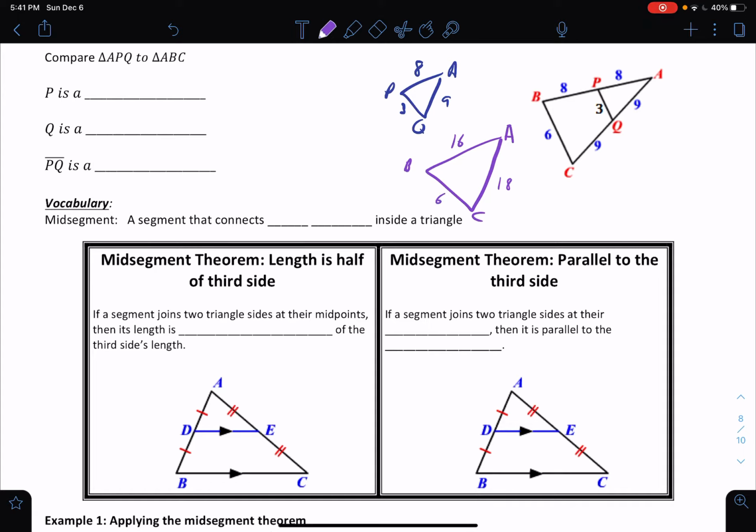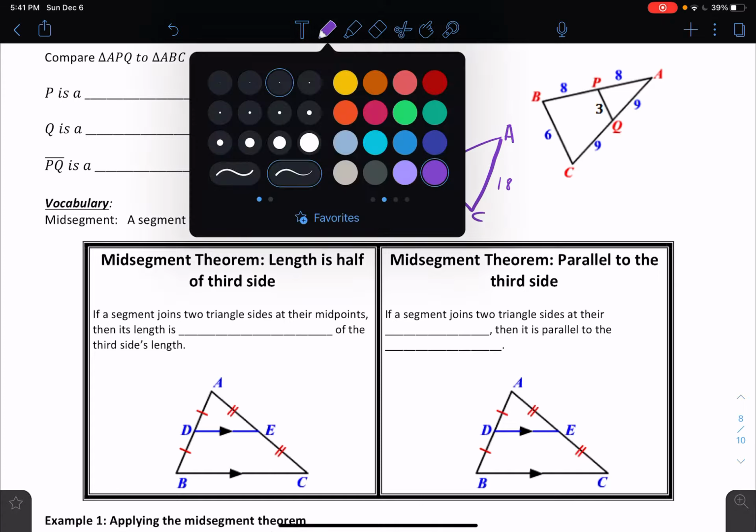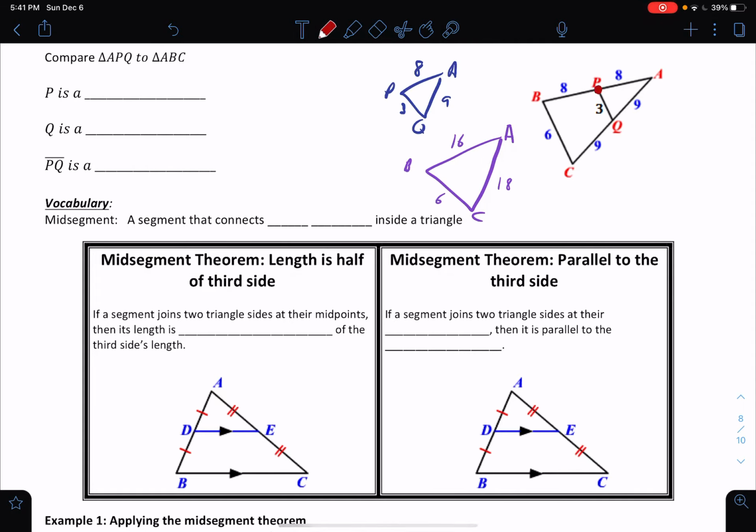All right, so what do we notice is going on here? Well, the smaller triangle is half the size of the big triangle, right? 8 is half of 16, 9 is half of 18, 3 is half of 6. And in this diagram, the point P, on either side of it, that side length is broken up into 8 and 8. So those sides are congruent, which makes P a midpoint.